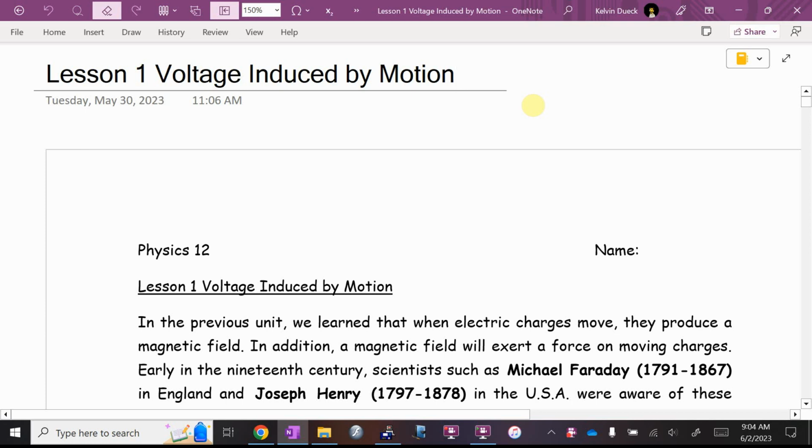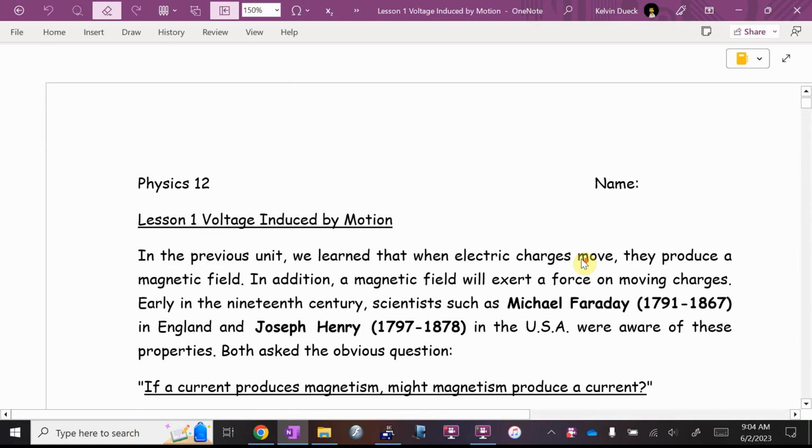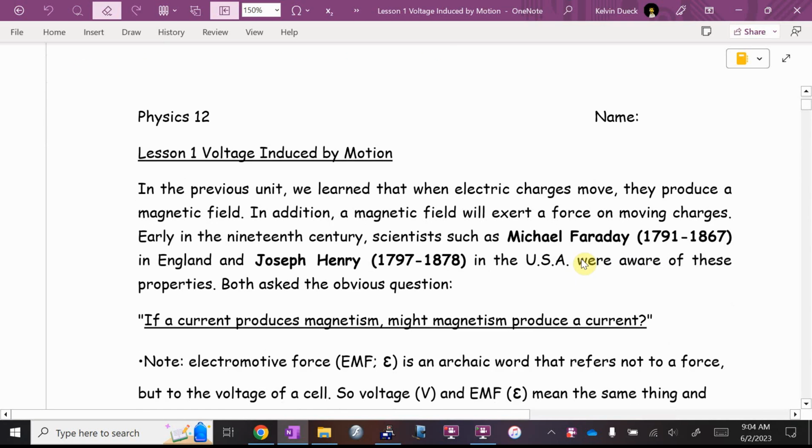Maybe you could make an argument the most important discovery of the last 200 years. Voltage induced by motion. In the previous unit, we learned that when electric charges move, they produce a magnetic field. That was the first right-hand rule. And that magnetic field will exert a force on other moving charges. That was our right-hand motor rule.